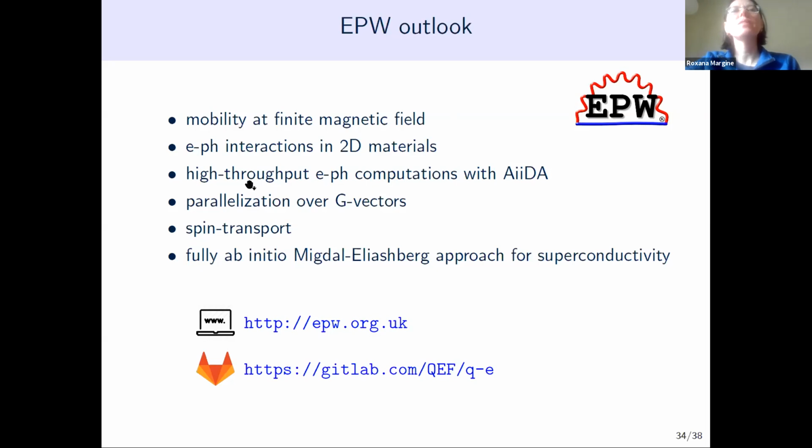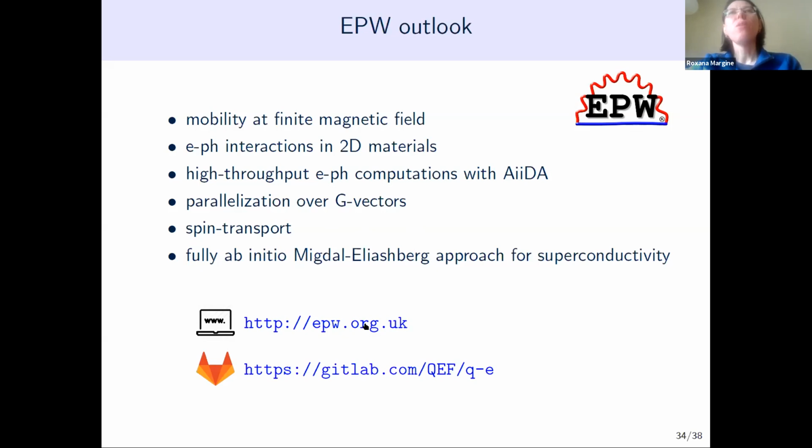Then hopefully in the near future, we are going to have parallelization over the G vectors. And these are more like long-term projects that hopefully will be available. The development will be available in a year or so. Spin transport that Samuel is planning to work on. And on my side, I'm planning to work on a fully ab initio Migdal-Eliashberg approach for superconductivity. In other words, to properly take into account the Coulomb interaction when we are solving the Migdal-Eliashberg equations.